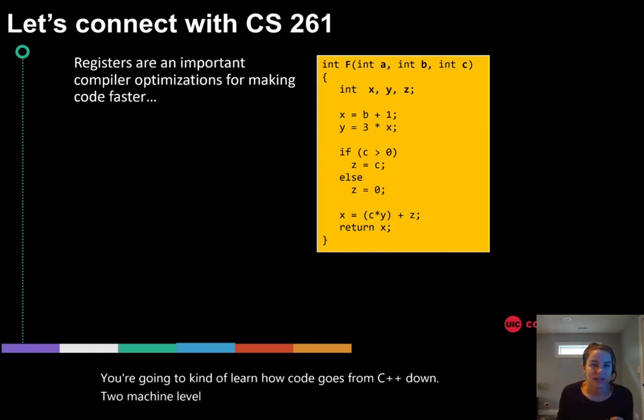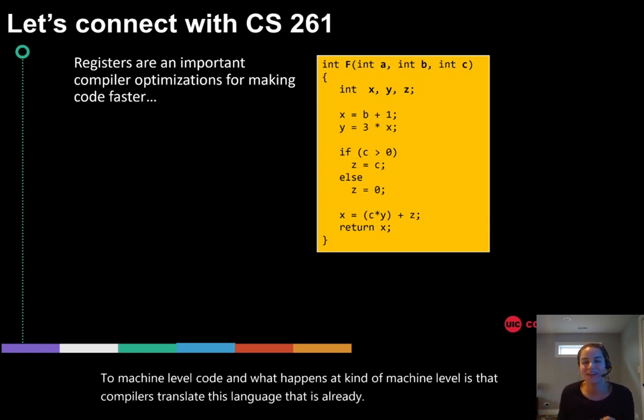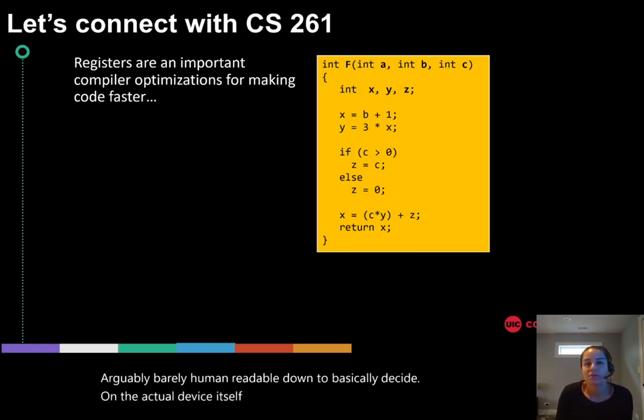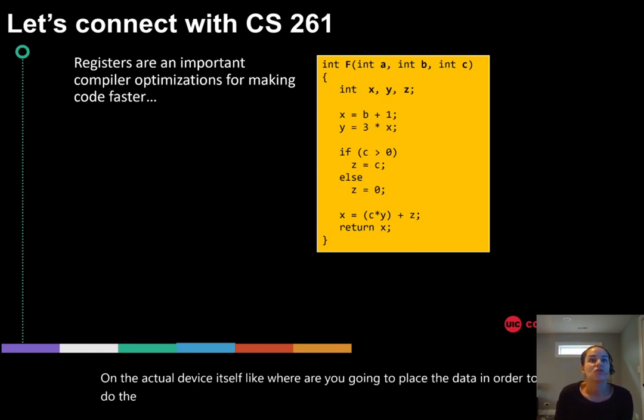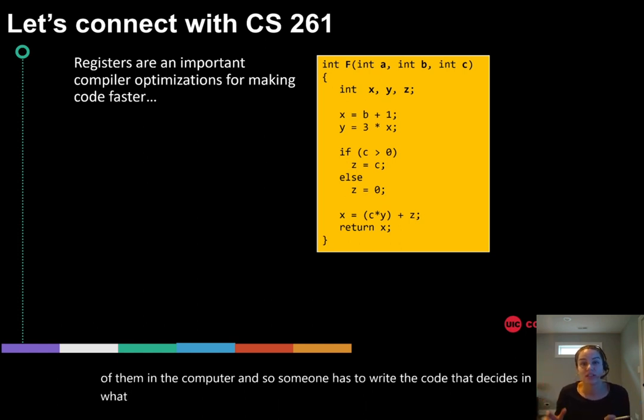And what happens at machine level is that compilers translate this language, which is already arguably barely human readable, down to basically decide on the actual device itself where you are going to place the data in order to do the calculations. And these are called registers. There's only a few of them in the computer, and so someone has to write the code that decides in what order you actually process the code that's written.